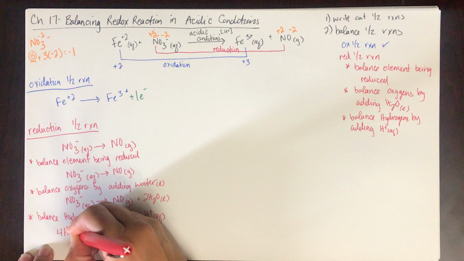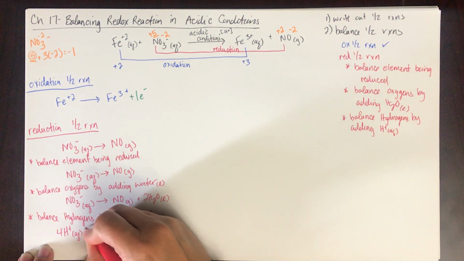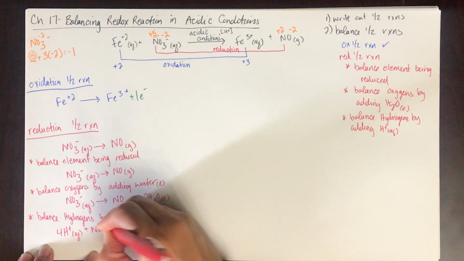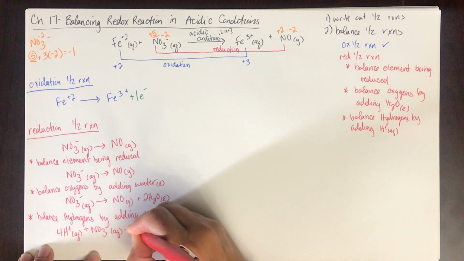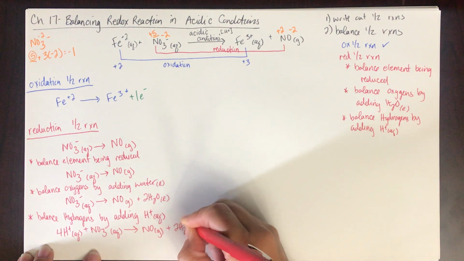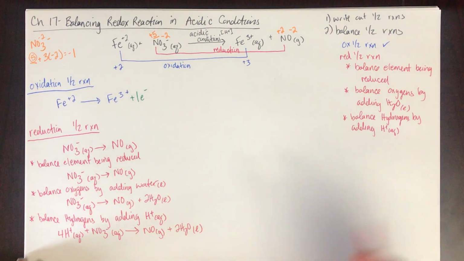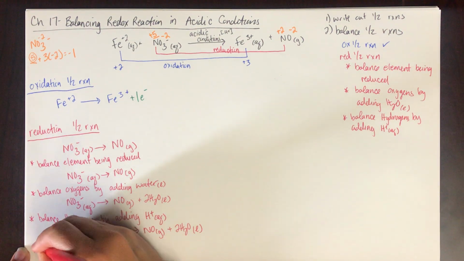So 4H+ aqueous plus the nitrate ion produces nitrogen monoxide gas plus 2 water liquid. Okay, now the last thing that you do in balancing this reduction half reaction is balance the charge by adding electrons.